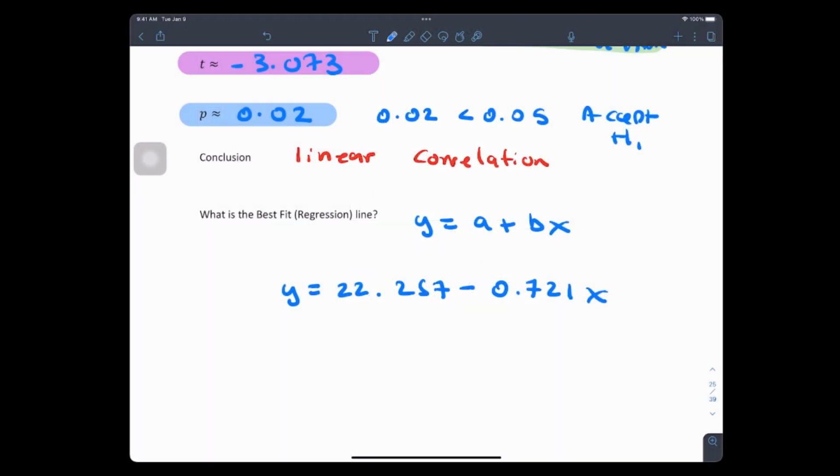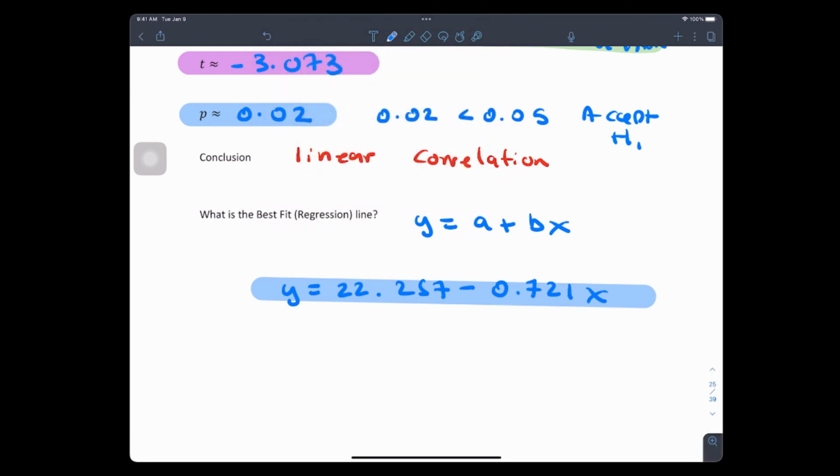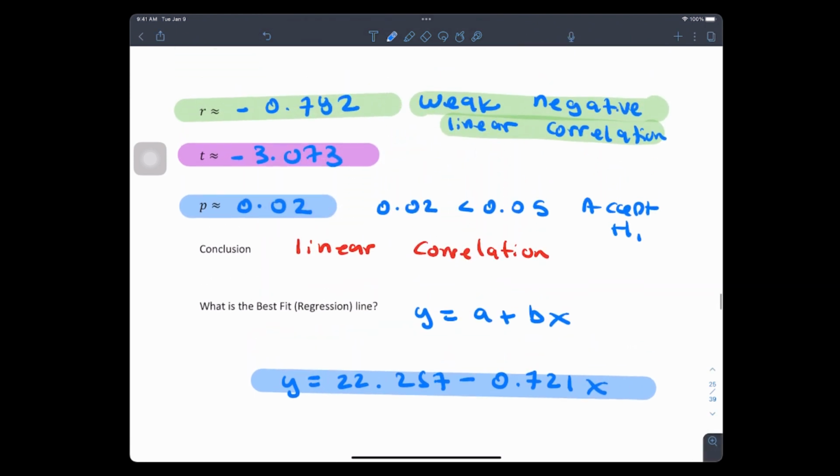0.721. So what is this? This is a regression line. That's the best fit line. There it is. So they're going to want all this information from you guys. And what I did start to say is, this is a weak negative. That line has a negative slope.